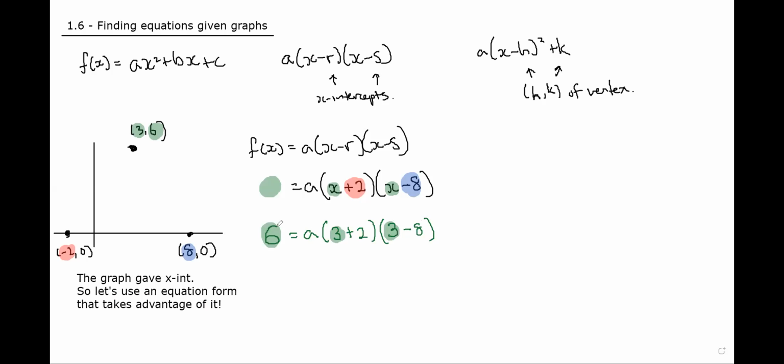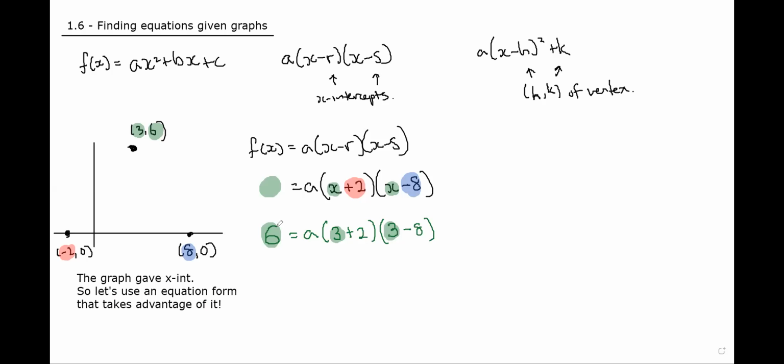For those of you who are following along, you're like, this is really easy. What you're doing is, it doesn't matter what the x value and the y value is. What you're saying is, I don't know what a is, but when the x value is 3, I multiply this by a random unknown number, and I get 6 as a result. You're testing it with the point.